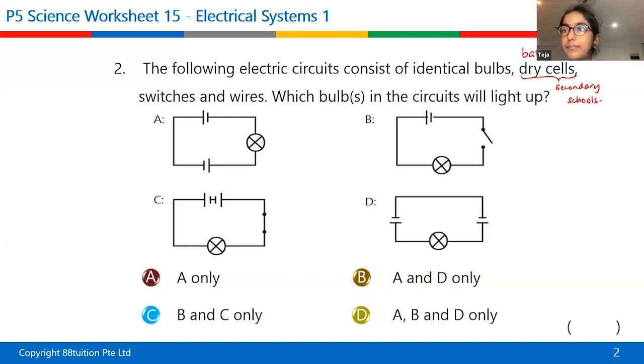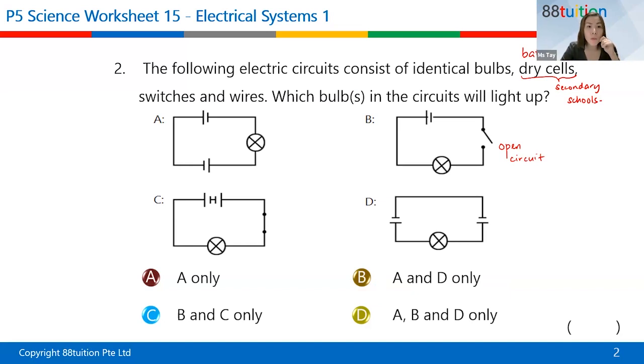They said when the bulbs will light up, we need to look at the circuit. For B, it's an open circuit so there's a gap and the bulb won't light up. For D, it's also a closed circuit. A and C also closed circuit. So our answer is A, C, and D. Your answer is A, C, and D. How many of you got A, C, and D?